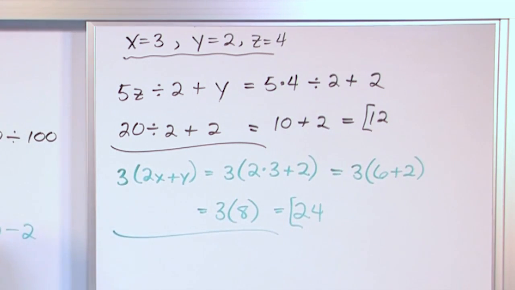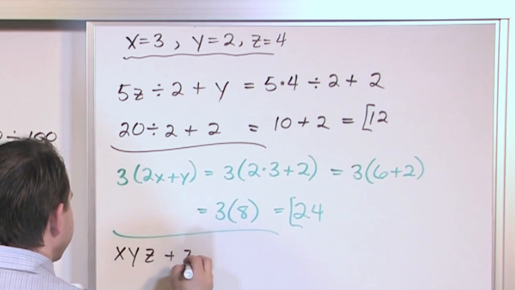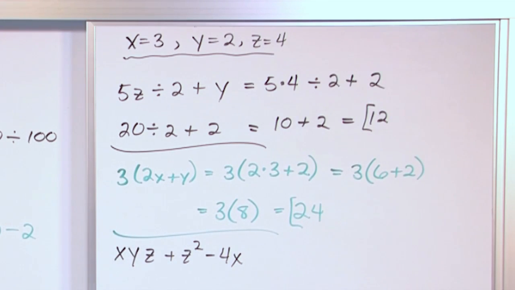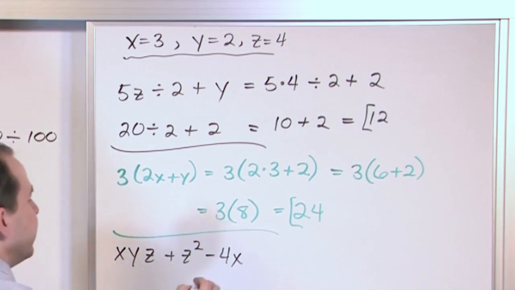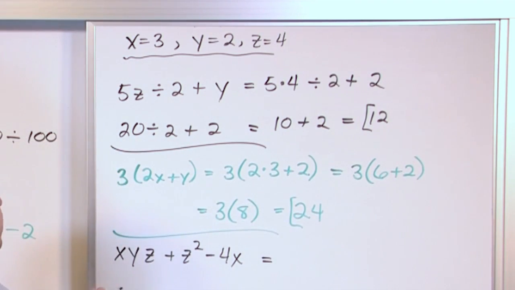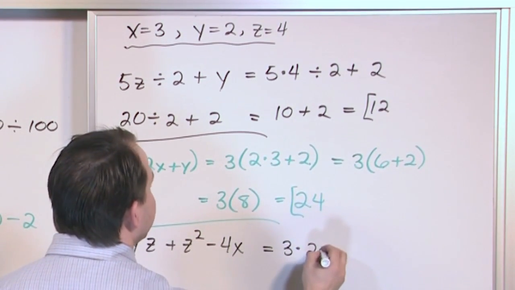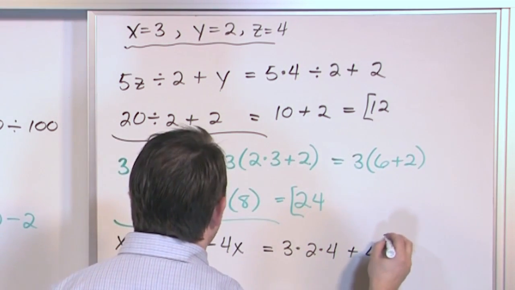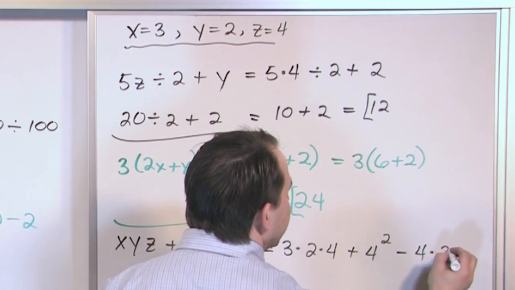All right, let's do the next guy. Here we have x times y times z plus z squared minus 4x. Now this would give a lot of students a lot of heartburn, if you haven't studied this, because it just looks so complicated, but just take it one step at a time. First, substitute what you know. X is equal to 3, y is equal to 2, z is equal to 4. Since z is 4, we're going to have 4 squared here. And since x was equal to 3, we're going to have 3 here.